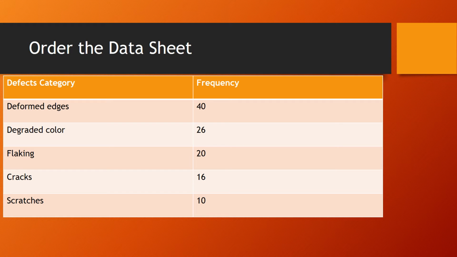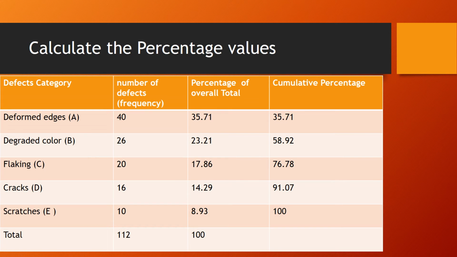Now, in order to apply this tool, this data sheet needs to be further expanded by developing another 2 columns. Let's see the next slide. So in this slide, as I told you, we do have additional 2 columns. Those 2 columns we need to fulfill. How are we going to fulfill those 2 columns? One is the percentage of overall total, and the other one is cumulative percentage.